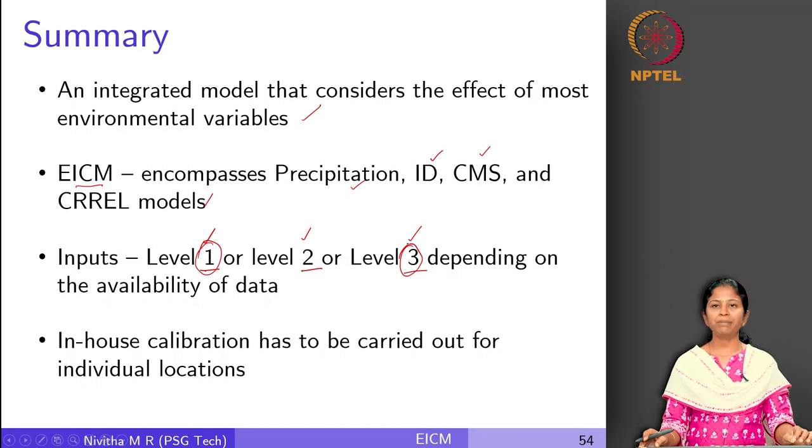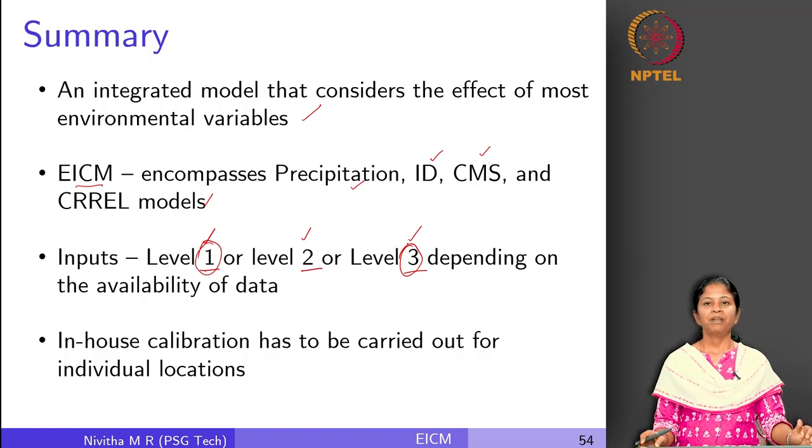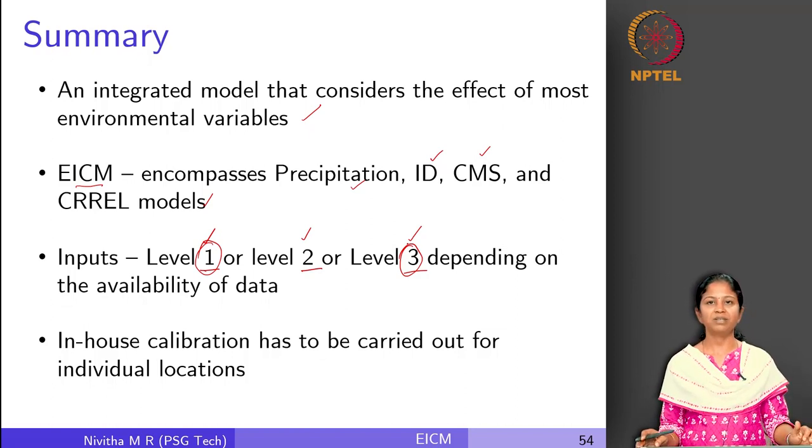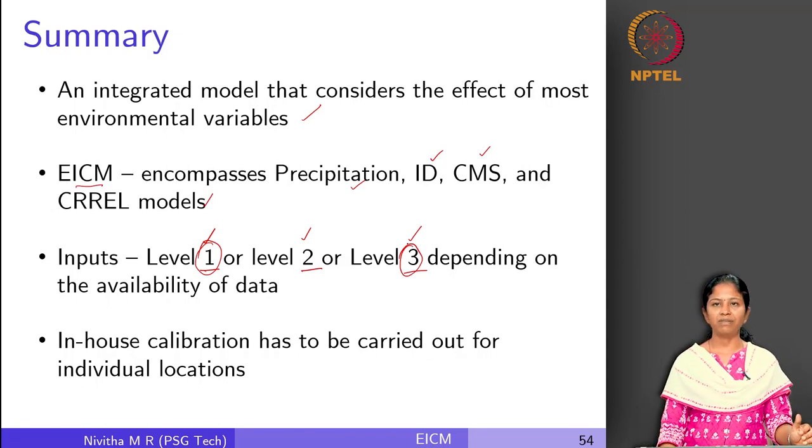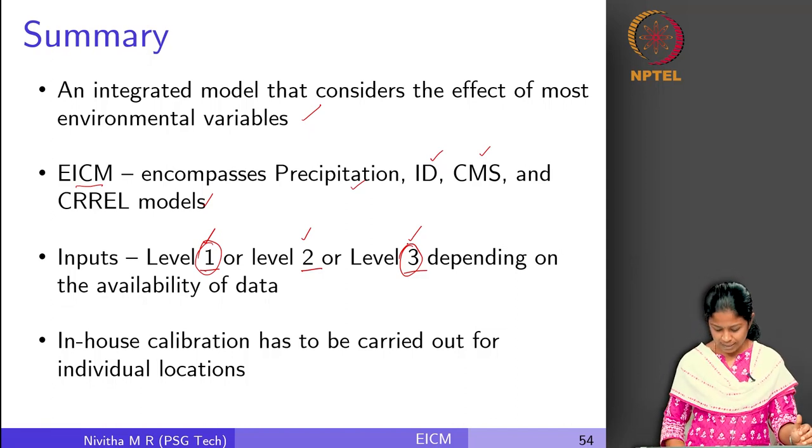And for implementation of this EICM model or for translating it to any location of interest, we should be developing in-house calibration constants. In most cases, the form of the model might be valid, but to be more precise, we have to even check whether the form of the model itself is valid. But as a first step, we can still use the same model, re-evaluate the calibration constants, and then use it for our location of interest, right? So this is an overview in a very brief manner regarding the EICM model.